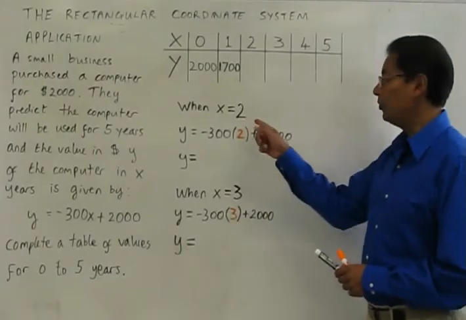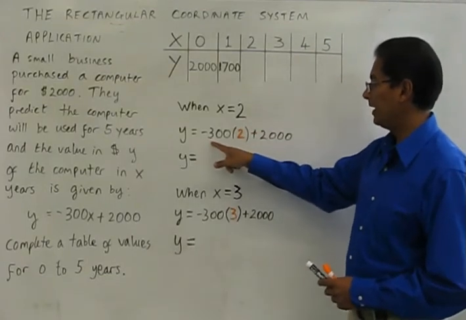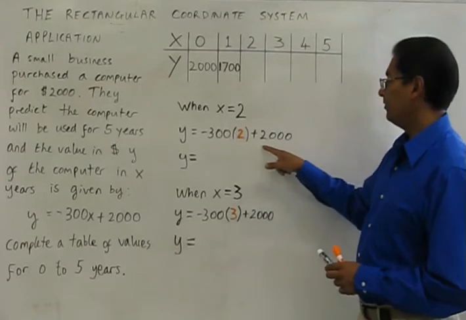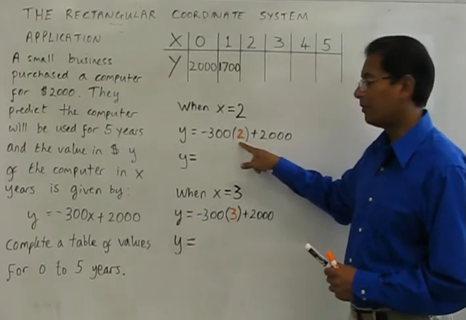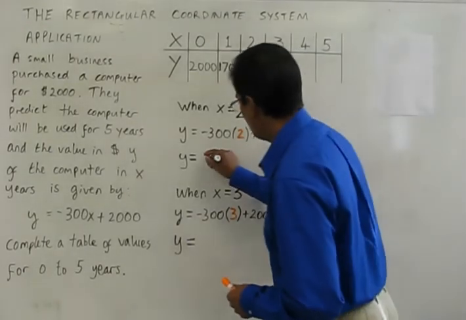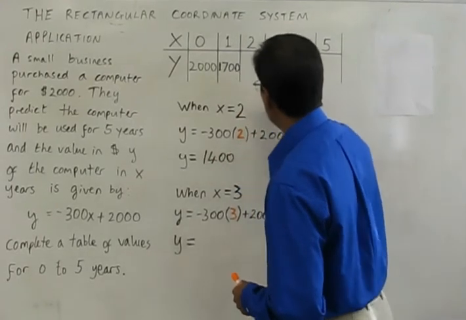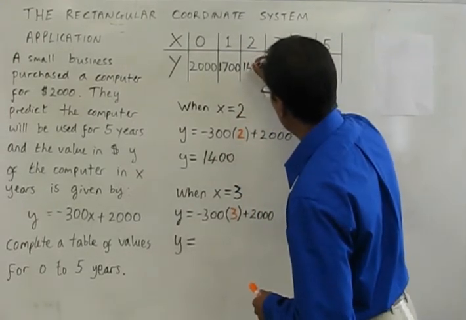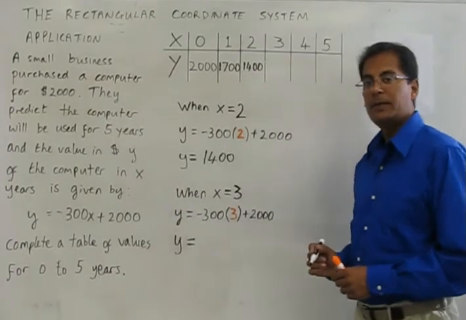Thus, if X is 2, then we plug that into our equation. We get Y equals negative 300 times 2 plus 2,000. So negative 300 times 2 is negative 600. Negative 600 plus 2,000 will give us $1,400 here. So put that in our table. So in 2 years it's worth $1,400.